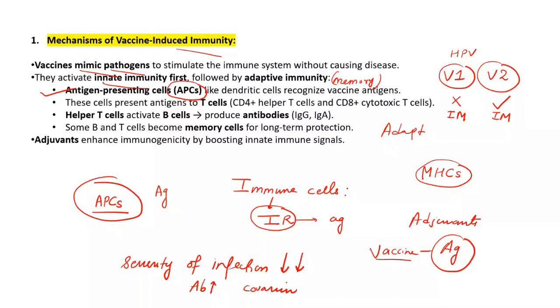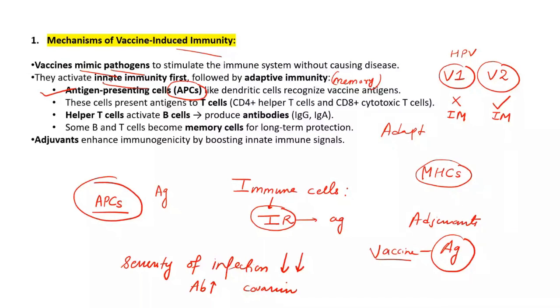Whenever COVID-19 attacks the same patient for the second time, the severity or infection intensity will be much, much lower compared to the former one. This is the concept of how vaccines boost our immune system. Three things will be clear: first, the vaccine mimics the pathogen.